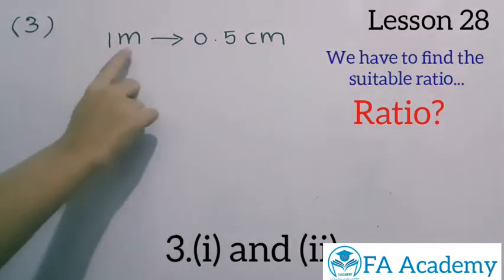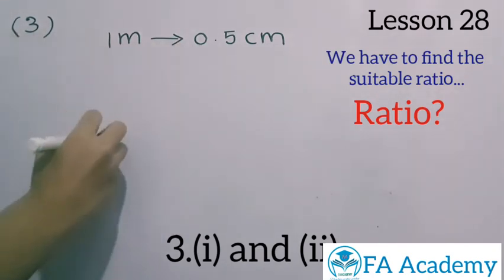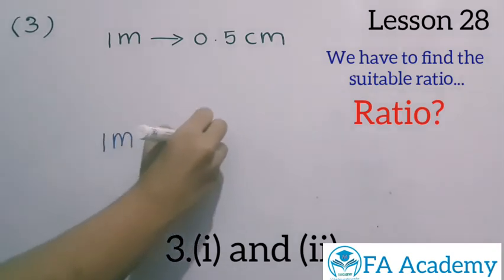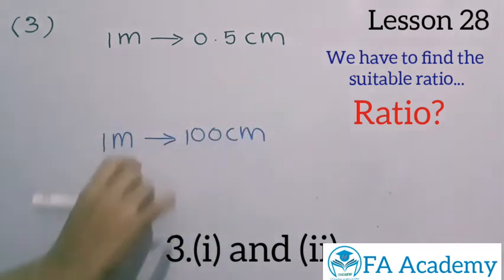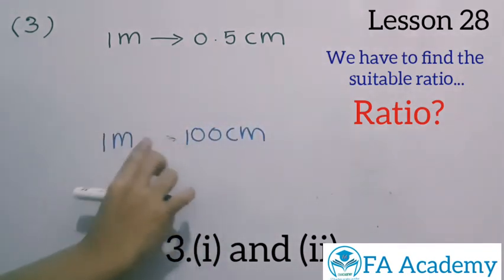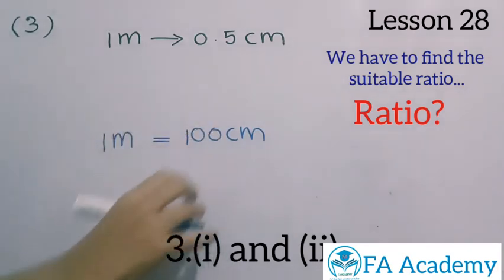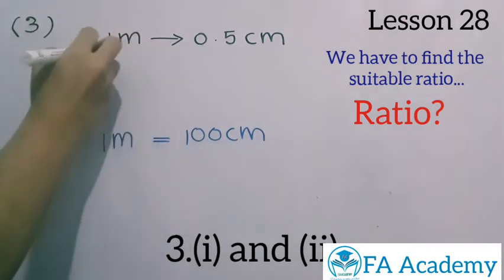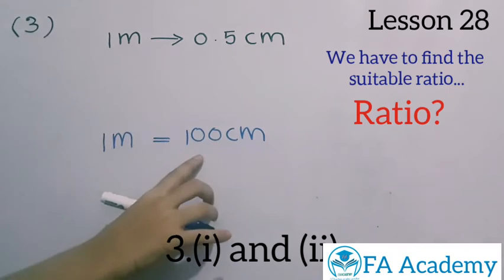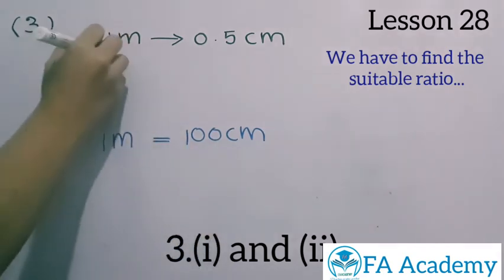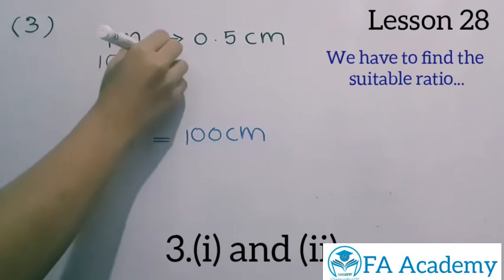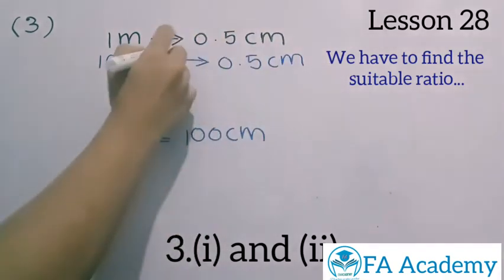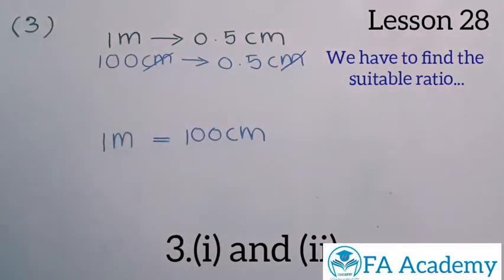So once you take this, now you have to convert the units. So what will happen? I told you 1 meter is having how many centimeters? 100 centimeters. So in that case, if 1 meter is equal to 100 centimeters, here you have to convert this 1 meter. So 100 centimeters for 1 meter, and now we are changing it to the 0.5 centimeter scale. So now both are in centimeters, so you can cancel centimeter.